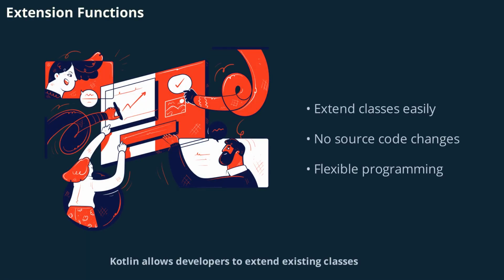Kotlin allows developers to extend existing classes with new functionality without modifying their source code. This is achieved through extension functions, which enable more flexible and modular programming. Java lacks this feature, making Kotlin a more versatile option for adding custom behaviors to classes.